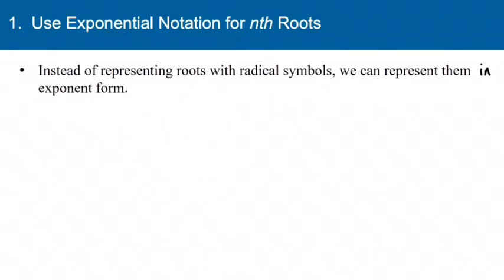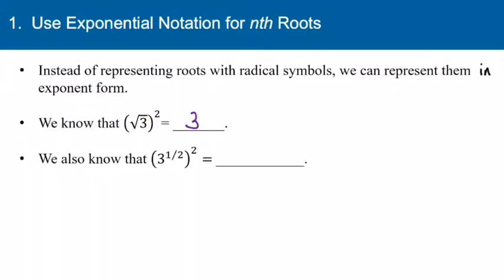As I mentioned before, instead of representing roots with radical symbols, we can represent them in exponent form using rational exponents. So we know that the square root of 3 squared would be 3. And we also know from our exponent rules that when you have an exponent raised to a power, you multiply the exponents. So here, for example, 3 to the 1/2 raised to the second power means we would multiply 1/2 times 2, which is 1. So that would make 3 to the first power, which is also 3.